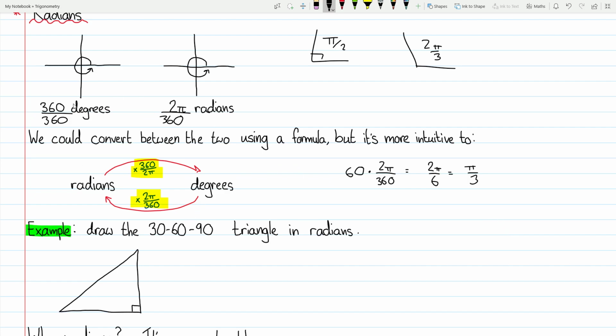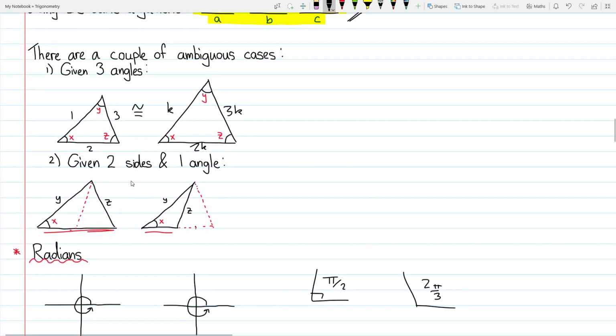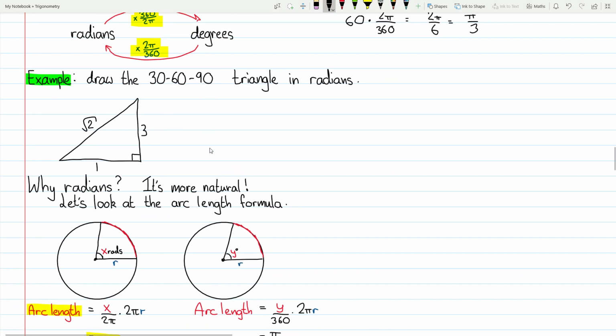You can think of how many radians there are to 1 degree, or conversely, how many degrees there are to 1 radian, and then apply the transformations back and forth. So an example could be, let's label this 30, 60, 90 triangle, but do it in radians. For simplicity, let's suppose this is the square root of 2 side, this is the square root of 3 side, this is the 1 side. So this corresponds to our 30, 60, 90 triangle, one of our nice ones.